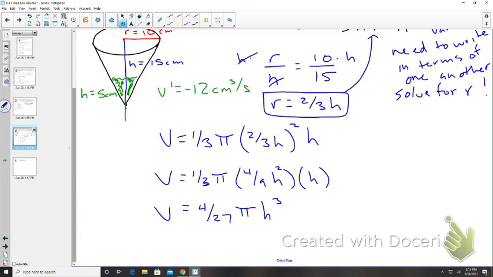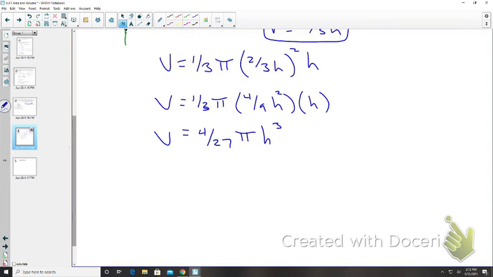Are we okay? What's next, Emma? Taking the derivative. Yeah, perfect. Let's take the derivative, indeed. So V prime is equal to 3 multiplied by 4 over 27 pi times H squared. Don't let me forget H prime. Nice, H prime, good.